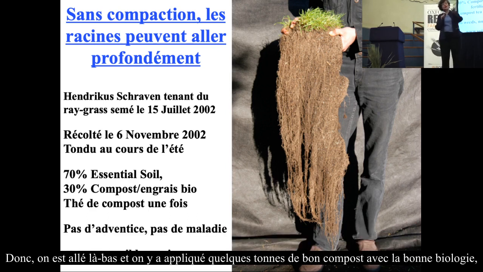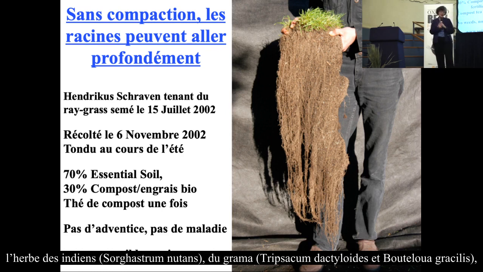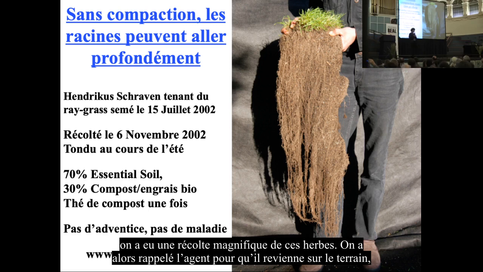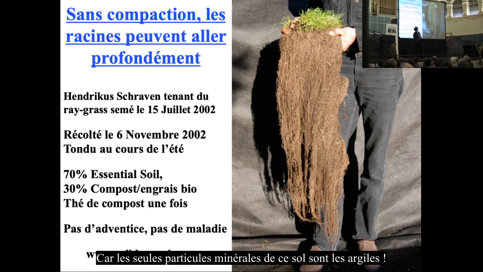So we proceed out there and put on a couple tons of good compost with the proper biology, plant our big and little blue stem, the highly productive grasses in that part of the world, the Indian grass, the eastern grama and the blue grama grasses, get a gorgeous crop of grass growing, invite the USDA Extension Service guy back out to the field, and he looks at that soil and says, oh, this is the most lovely loam soil I've ever seen in my whole life. And I laugh. Because the only mineral particle that's in that soil is clay.